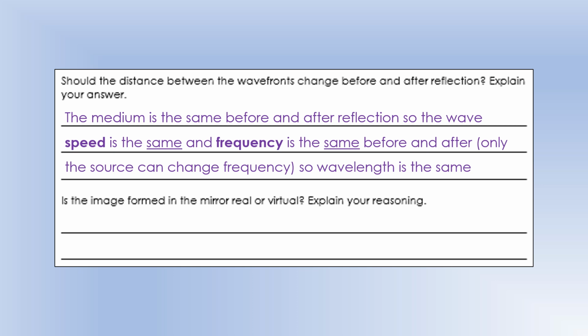The frequency is also going to be the same before and after, because the only thing that can change frequency is the actual source emitting it. So that's the same. And if those two are the same, that must mean the wavelength is the same using the wave equation, v equals lambda f.